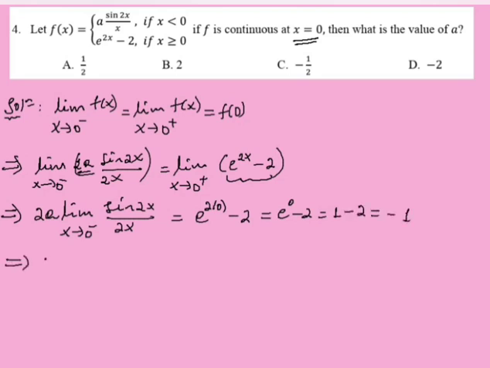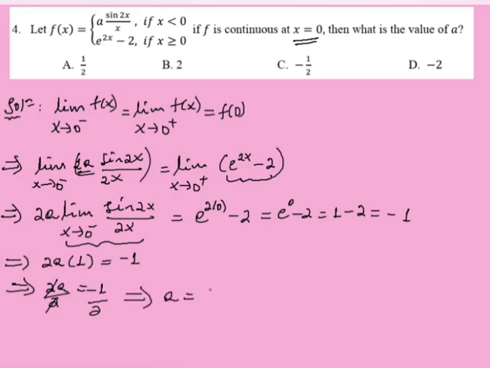So 2a times the limit of this one, which is 1. 2a times 1 equals minus 1. So this is the same as 2a equals minus 1. Now you can divide both sides by 2. So this a value will be minus 1 over 2. So this function will be continuous at 0 whenever a is minus 1 over 2.